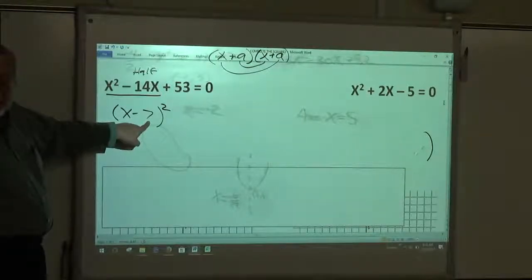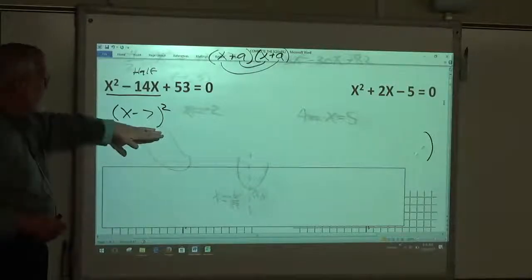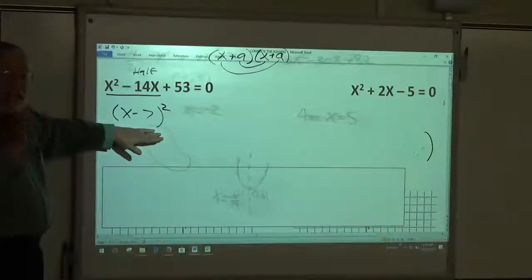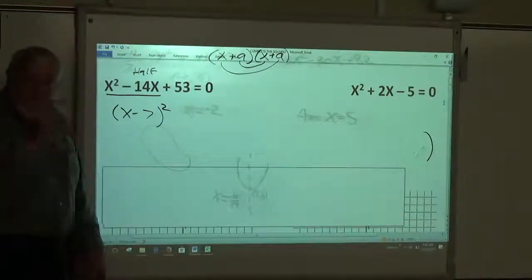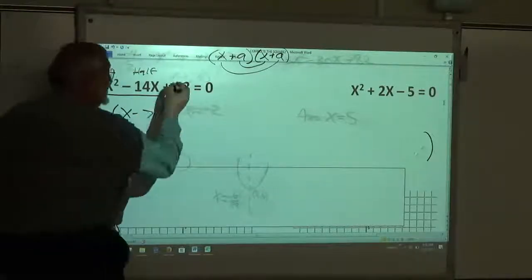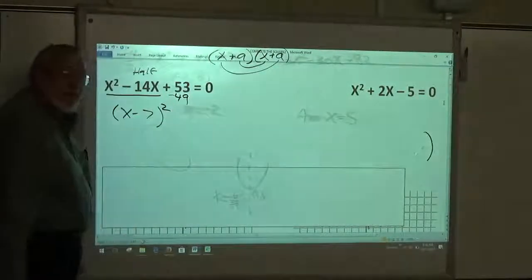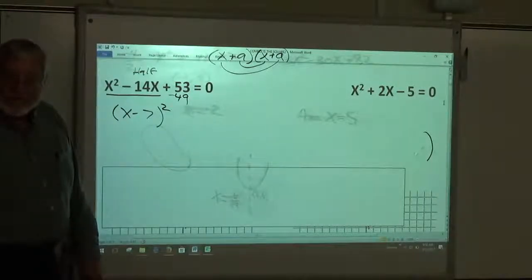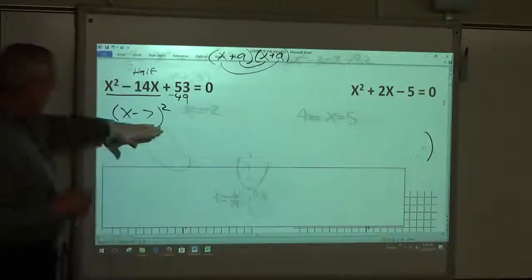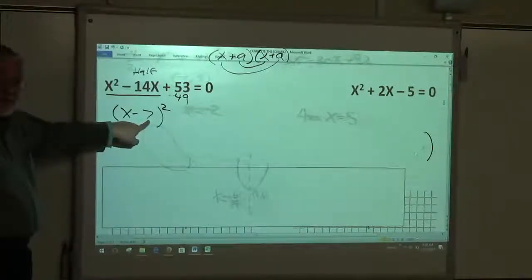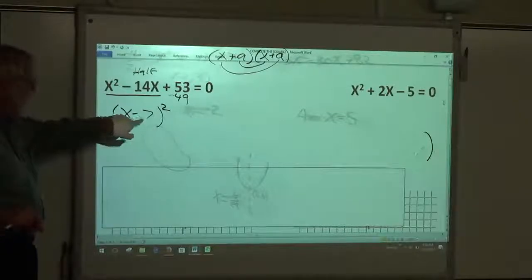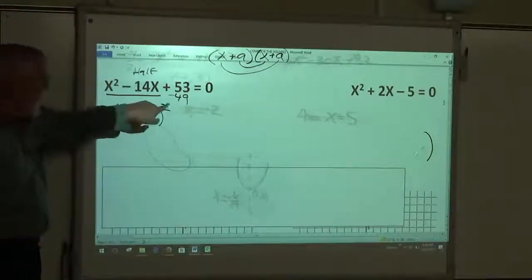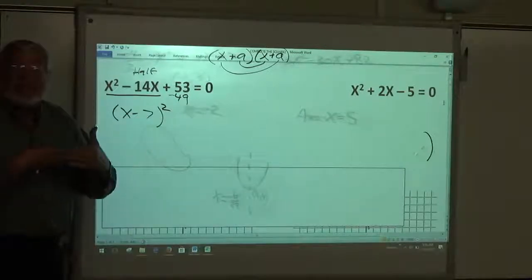Now listen, this is important. Because this that I just wrote has a positive 49 in it, I've changed the problem unless I put a negative 49 on that side also. Remember. All right, you see it? Okay, this is a trinomial. 7 times 7 is the third number in the trinomial, but I only used 2. So that means this has a positive 49. I have to put a negative 49 in order to keep a zero change.